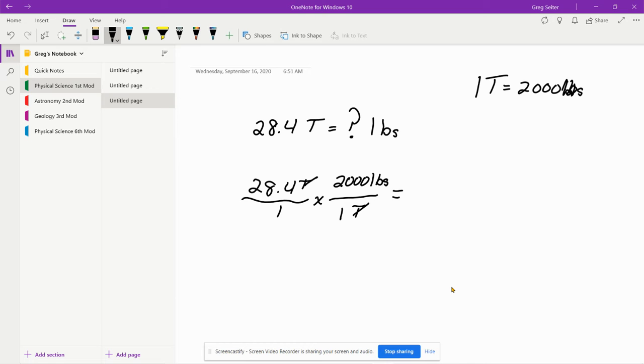So now we're going to multiply straight across. Obviously it's going to be over 1. So calculator time, 28.4 times 2,000 equals 56,800 pounds.